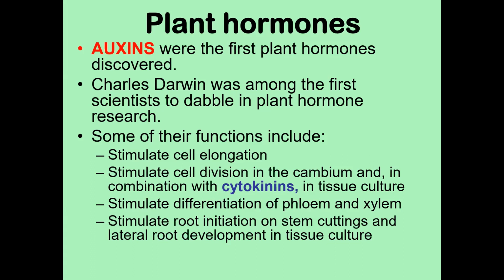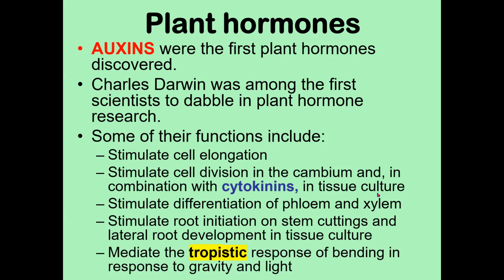So if you take a geranium, it's very easy to grow a new geranium plant. You can break a little bit off, stick it in some soil or in a bit of water. It's the auxins that will start initiating roots to grow from the cut bit, and you can see them. In tissue culture, there are also lateral root developments as well, but that's another story.